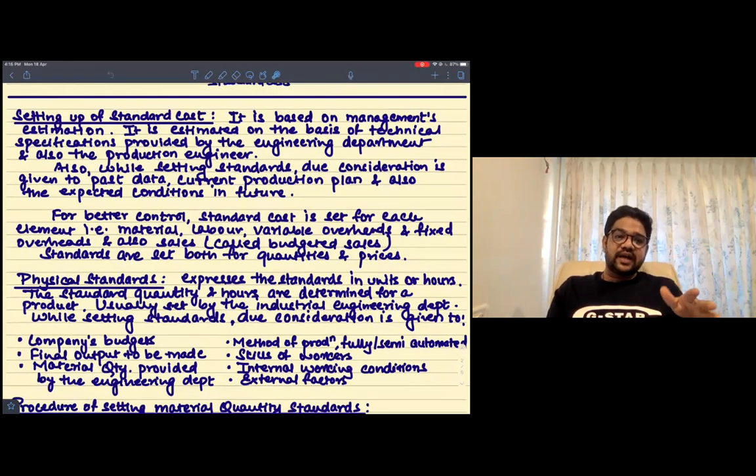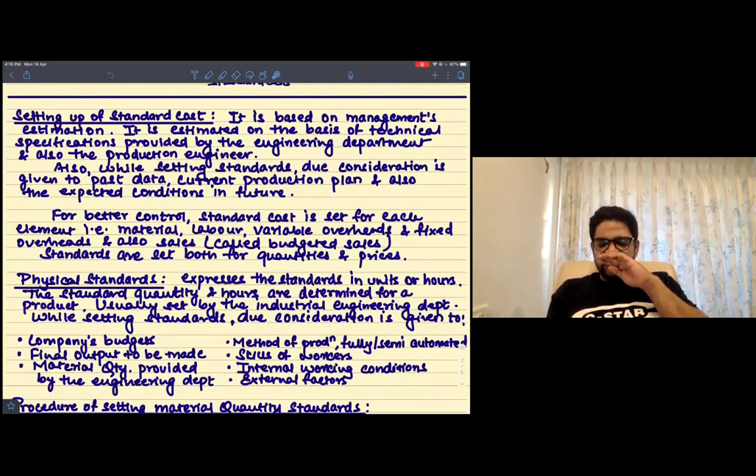Then you have setting up of a standard cost. How do we set up a standard cost? The standard cost is usually based on technical estimates which are given by the engineering department. These engineering department people will consider what the cost would be, giving due credit to the past data, the current data, and the expected conditions that may be there.